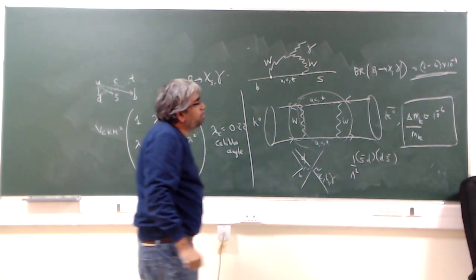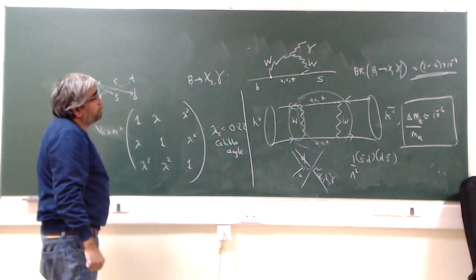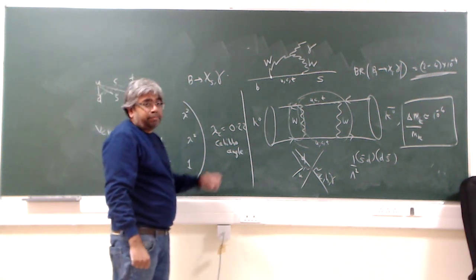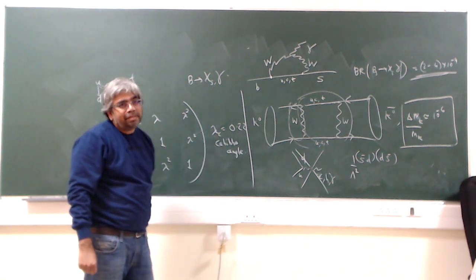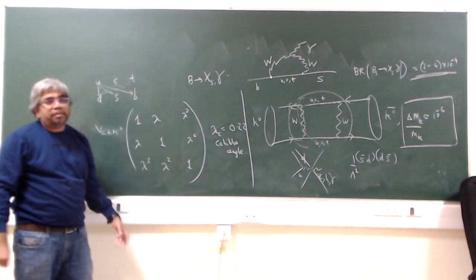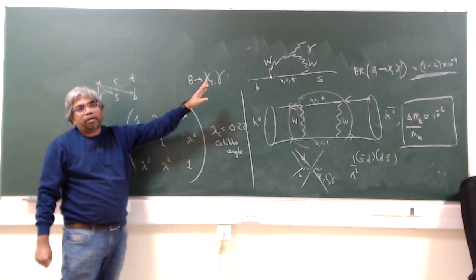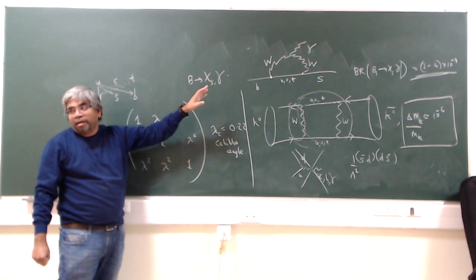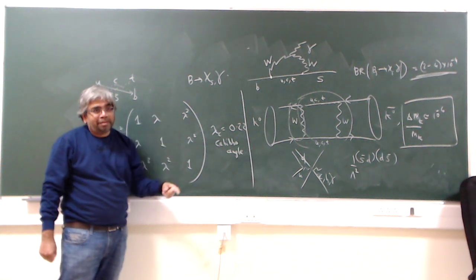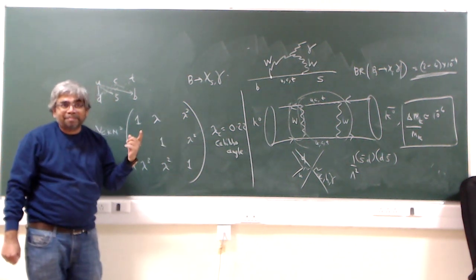Between some number, 2 to 4. Now, there is something strange about these things. In the standard model, this calculation is not just at one loop. If you do the calculation at one loop, it gives you some number. But then, if you add QCD corrections, that number increases.